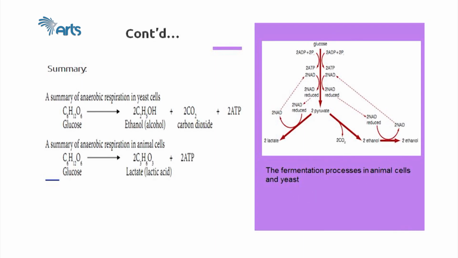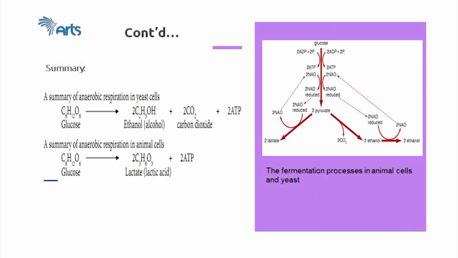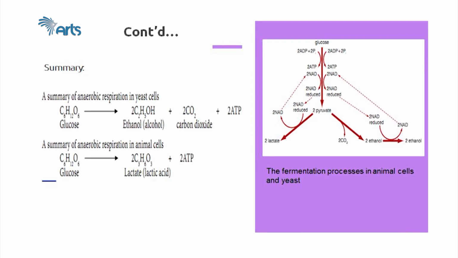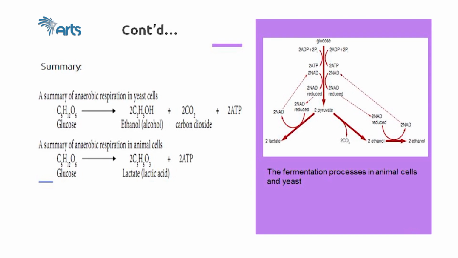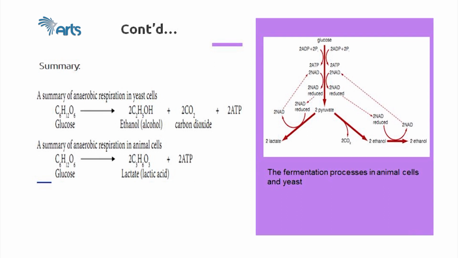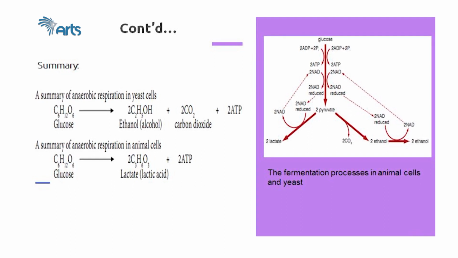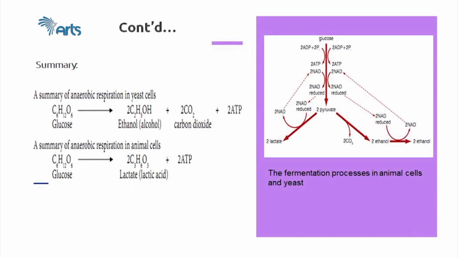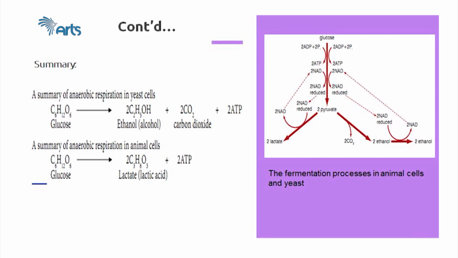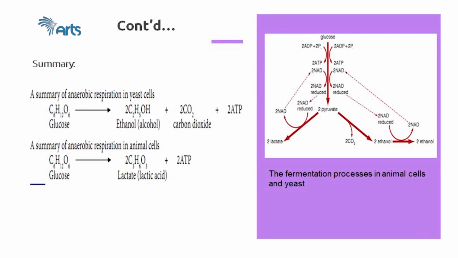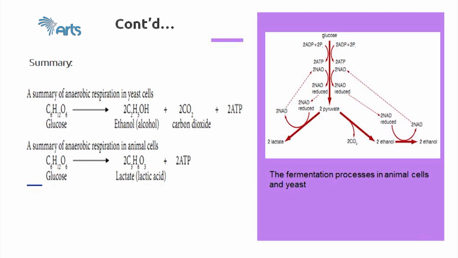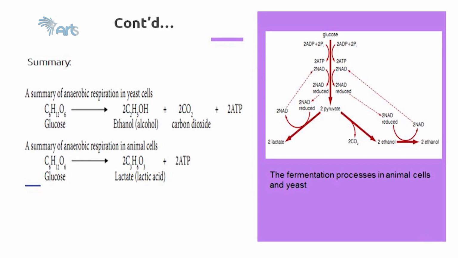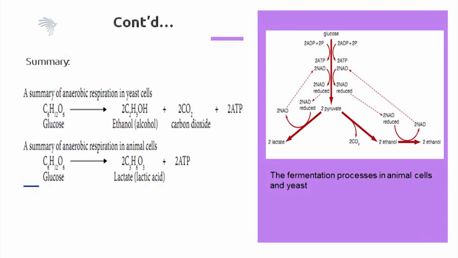This is the summary of the reaction of both the yeast cells and animal cells. In animal cells, you have the lactic acid. In yeast cells, you have the ethanol. With ethanol as a product, carbon dioxide and 2 ATP molecules are produced. In animal cells, there is lactic acid plus 2 ATP molecules produced. So from 1 glucose molecule, 2 ATP molecules are produced in the absence of oxygen, which is not much ATP. But this has its own advantage.